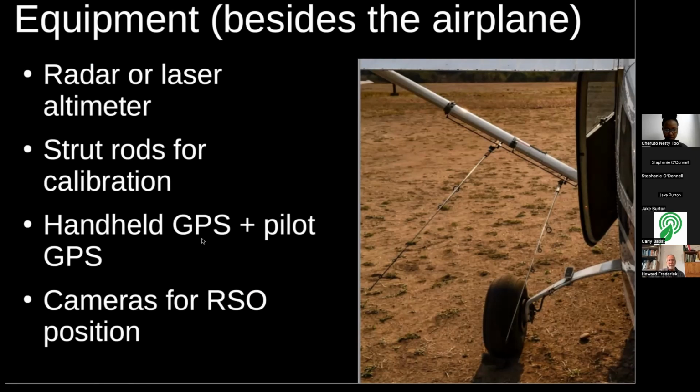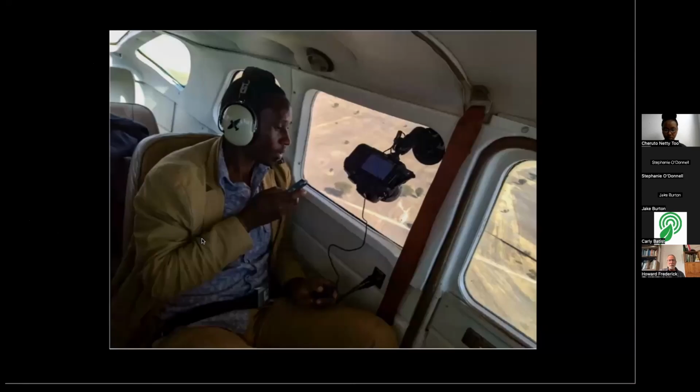Handheld GPSs and pilot GPSs are vital, as are cameras for the RSO position. The cameras are usually very easily found, but the tricky thing to find is these suction cup mounts, which are slightly special. This is a Panavice suction cup mount. Again, I will share the details later on. The observers here can, when they come across a large group, take a picture by pressing a button with a cable release, getting a photo from their strip.